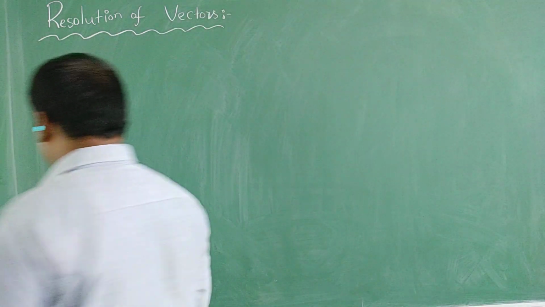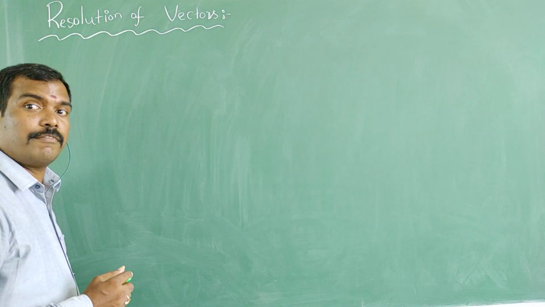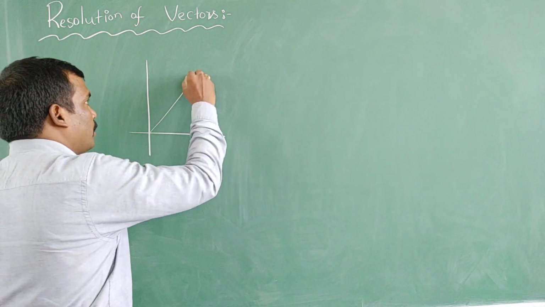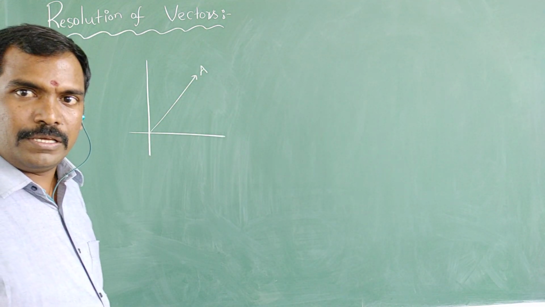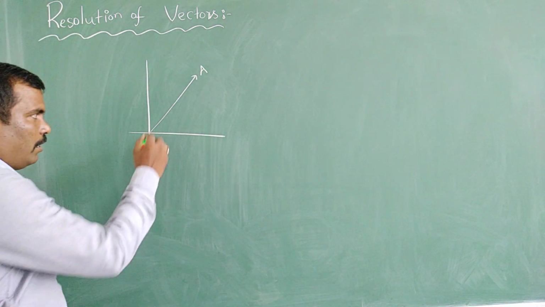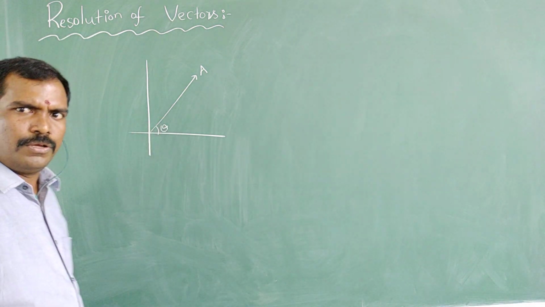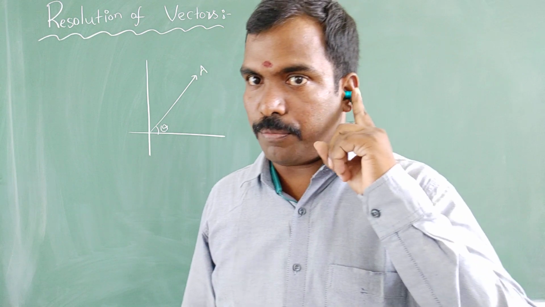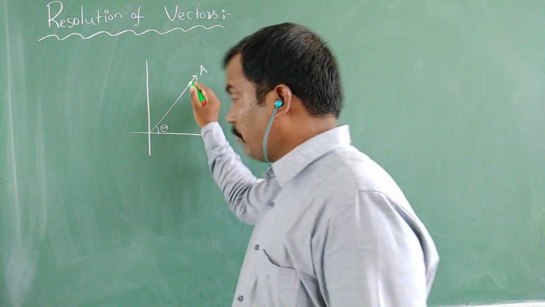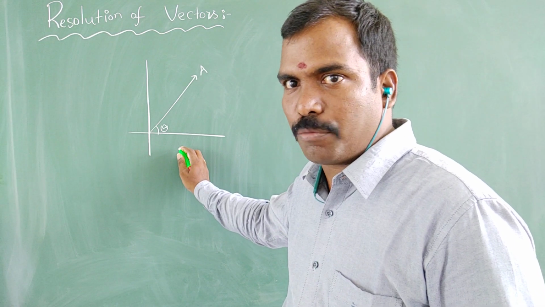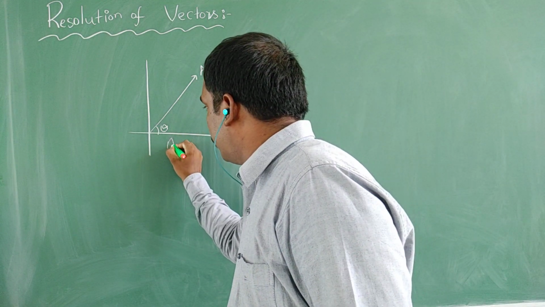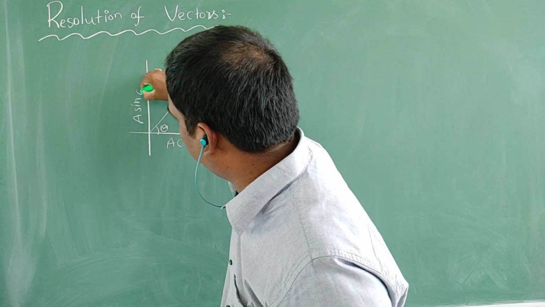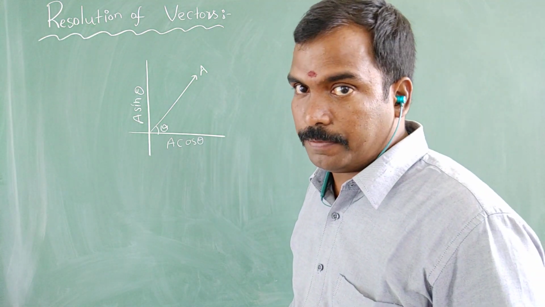Let us consider a simple diagram. Here A is a vector in the plane. This vector A is making an angle theta with the x-axis. I am able to write two components of vector A. By using this diagram and simple trigonometry, I can write this is A cos theta, and here it is A sin theta.